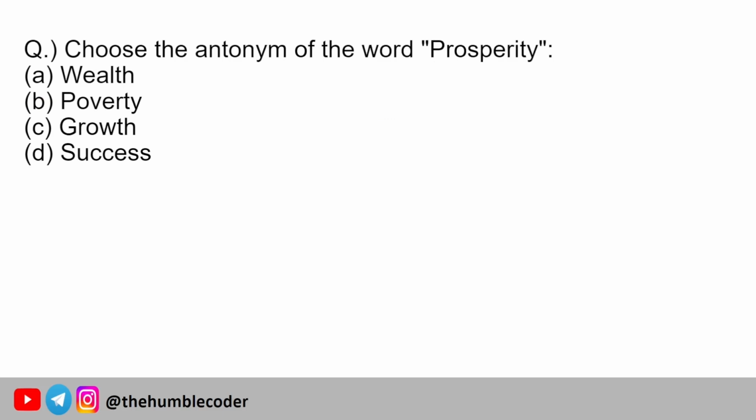Let's move on to the next question now. Choose the antonym of the word prosperity. So we have four options: wealth, poverty, growth, and success. The answer we have been asked for is the antonym. Poverty seems to be correct, because poverty means the opposite of prosperity. So that is why we are selecting this one.